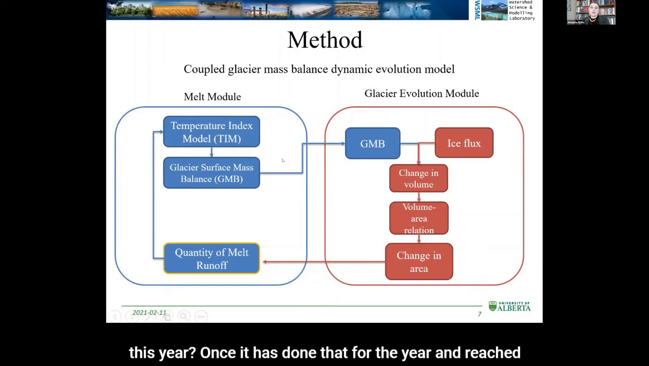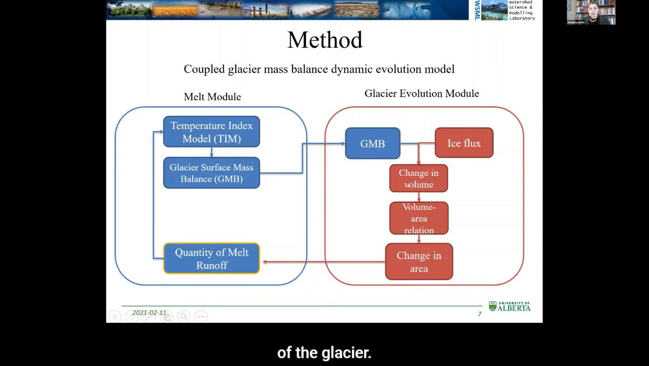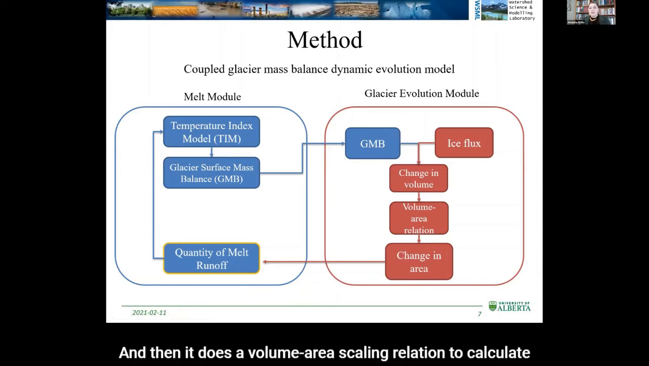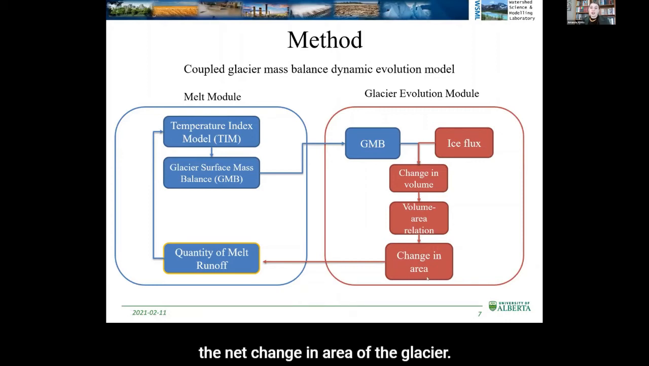Once it has done that for the year and reached that total, that then becomes an input to the second part of the model, where it takes that net change in mass as well as some inputs about the glacier itself, so its surface area, its thickness, and it can calculate a change in volume of the glacier. And then it does a volume area scaling relation to calculate the net change in area of the glacier.